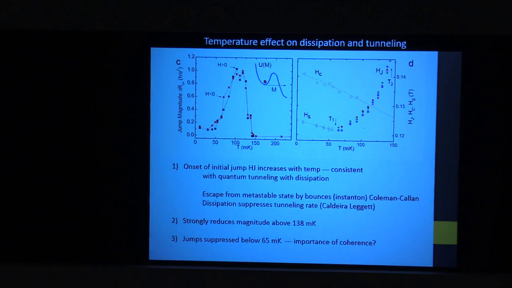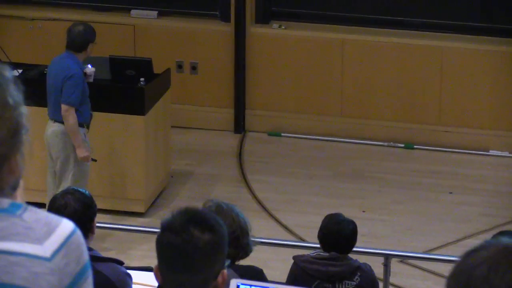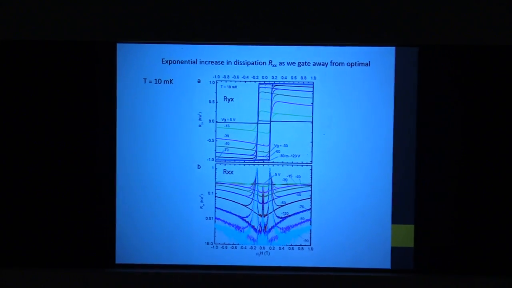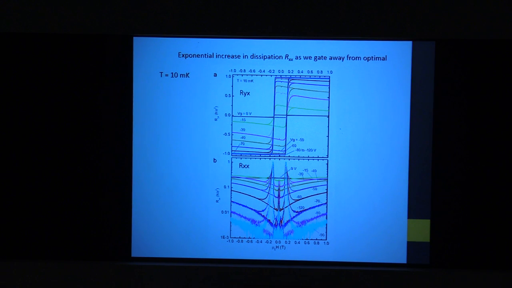What is the source of the dissipation? We don't know. We think it's the bulk electrons that get thermally excited. Let me show you the experimental evidence for that. As you increase the gain, you see that the dissipation rises very strongly. So if you gain away from the optimum, you see a lot of electrons being thermally excited. That's the main source of dissipation. But it could also be the spin waves, because remember, this is happening in a ferromagnet. But it's probably the unwanted electrons that are causing the dissipation.